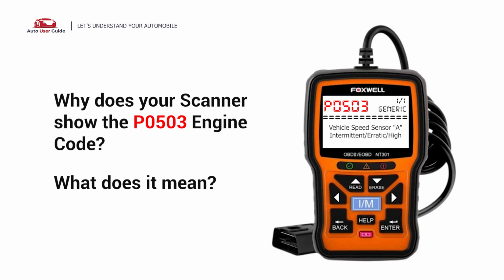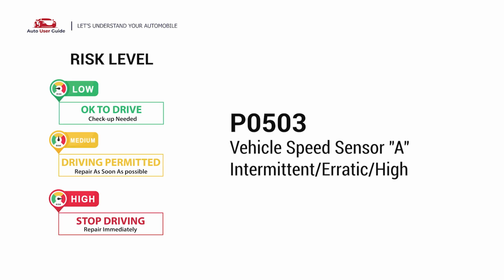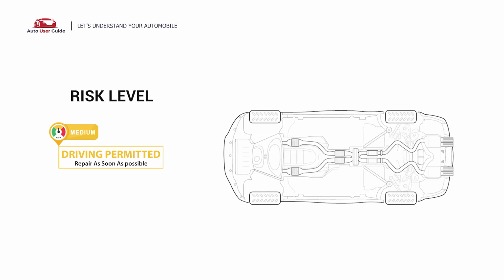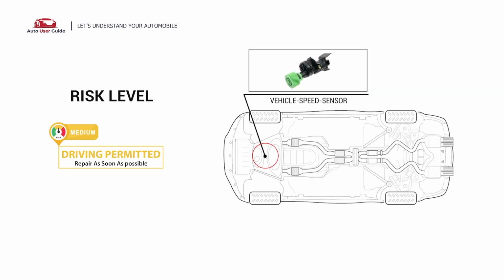Why does your scanner show the P0503 engine code? What does it mean? P0503 is a diagnostic trouble code for vehicle speed sensor A, intermittent, erratic, or high. It indicates that the signal from the sensor is intermittent, erratic, or too high, often resulting in an inaccurate speedometer reading. Under this circumstance, short-distance driving is permitted, but your vehicle should be repaired as soon as possible.